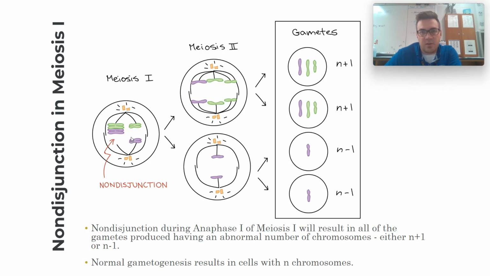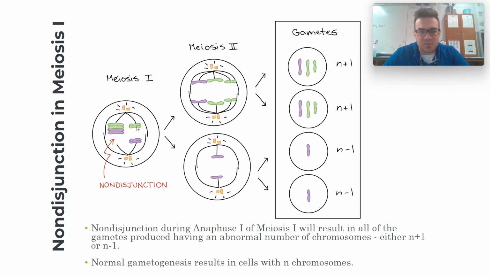Nondisjunction, if you just break down that word, simply means not coming apart. A junction means being together. Disjunction would be separating, and so nondisjunction would be not separating and staying together. And that's exactly what's happening here with these two chromosomes. They're not separating, and they're supposed to.